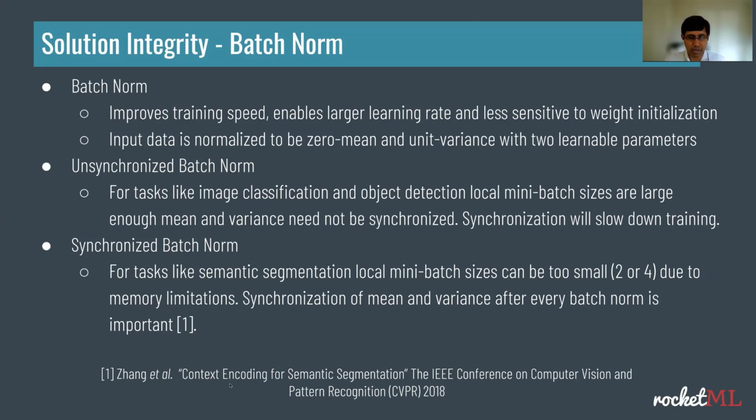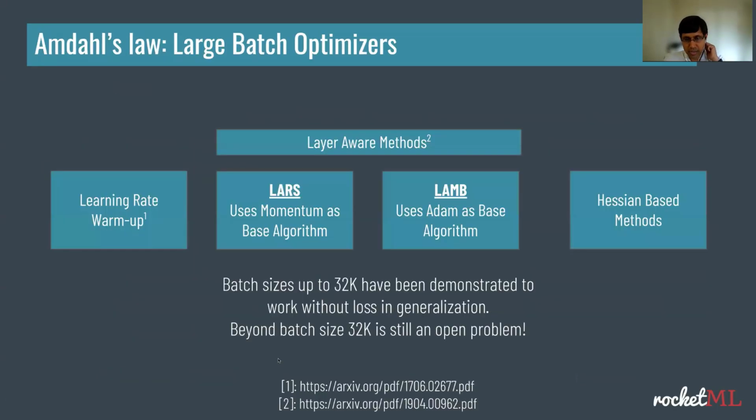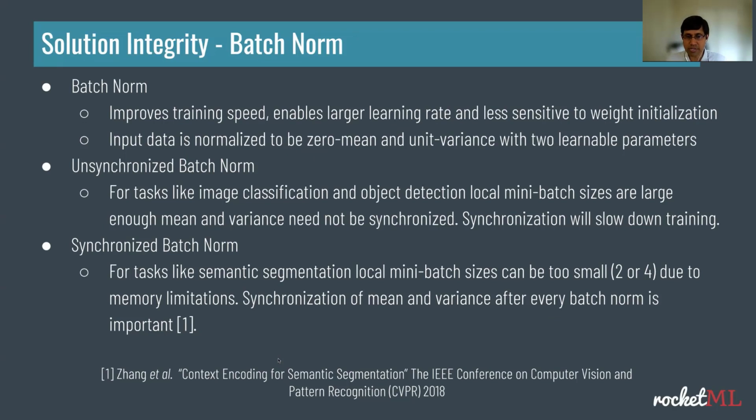So this paper by Zhang et al. and others on context encoding for semantic segmentation in 2018 CVPR covers this aspect of batch norm, where you need to use unsynchronized, where you use synchronized, and the underlying math of how to do it is covered. And I definitely recommend anyone doing advanced distributed deep learning to go look at that paper.